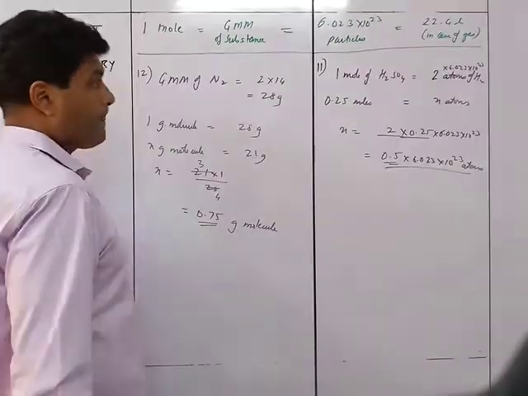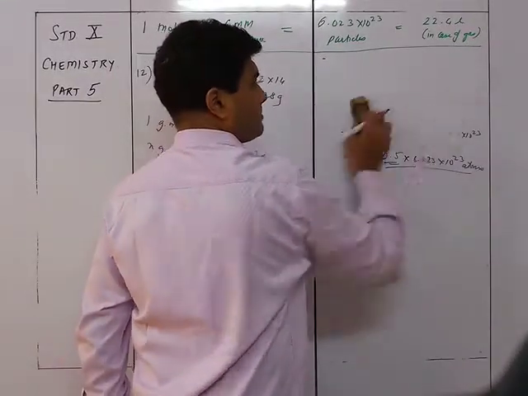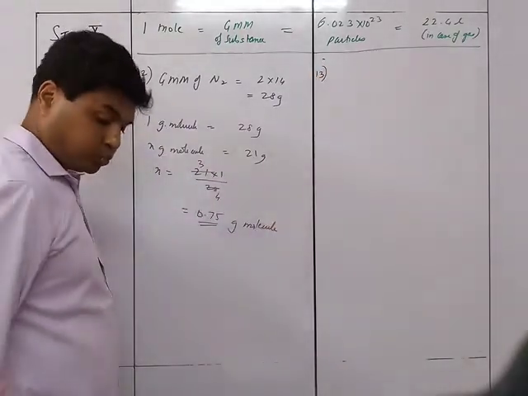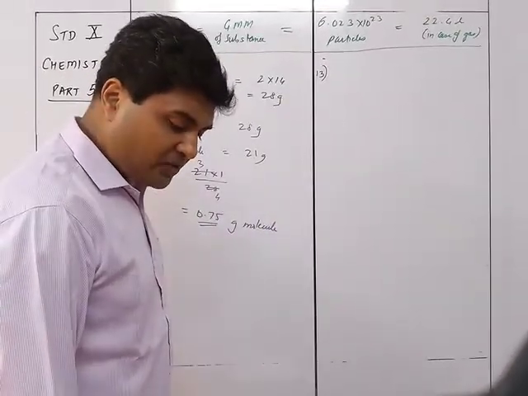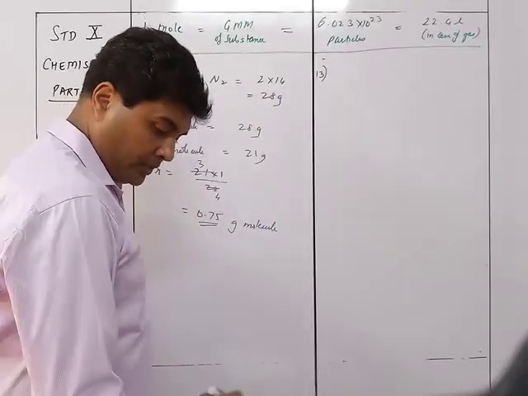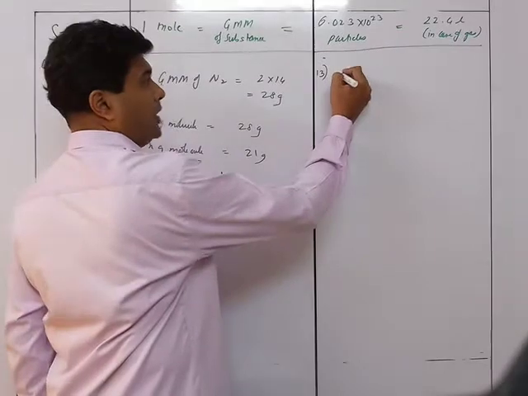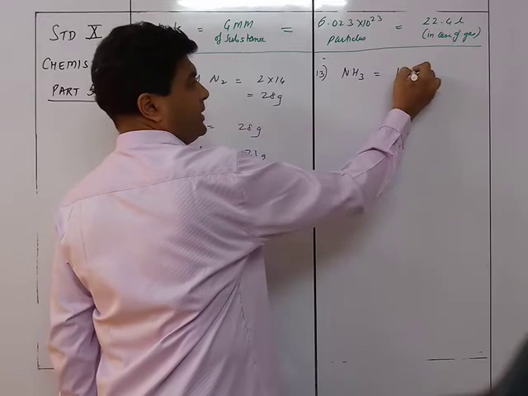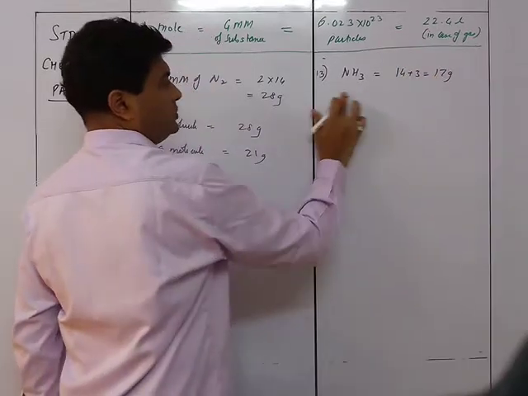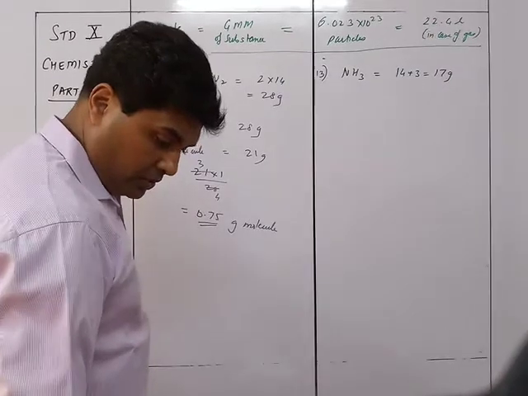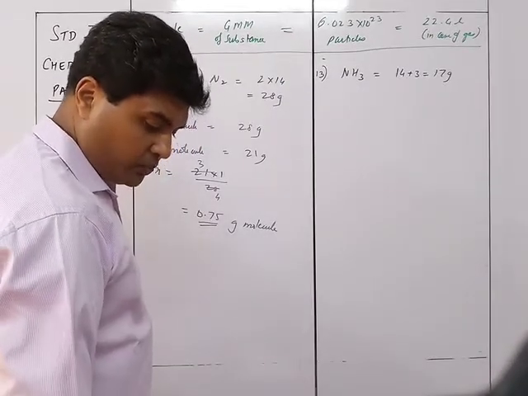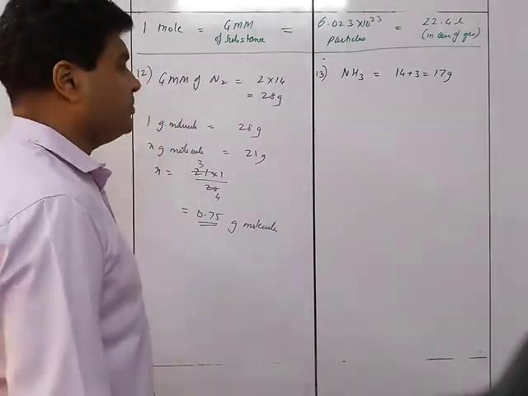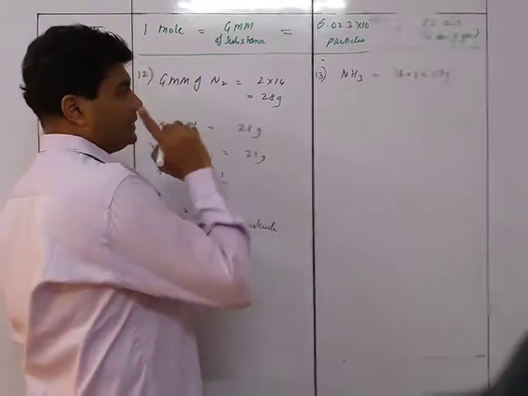Sum number 13. The number of atoms in 10 liters of ammonia. Ammonia NH3 is equal to 14 plus 3, which is 17 grams. So you want to find out the number of atoms in 10 liters of ammonia.